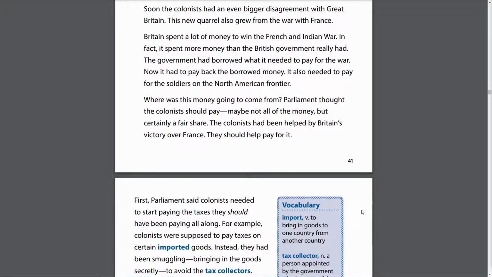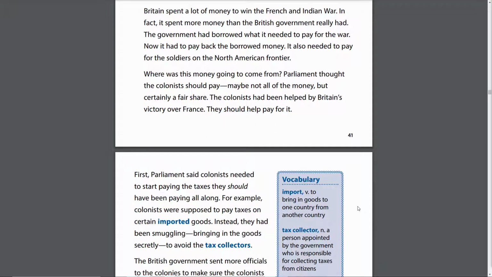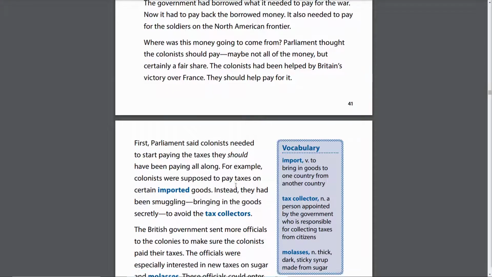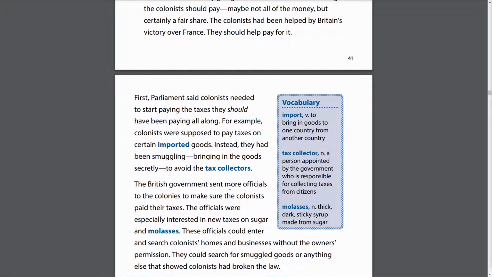First, Parliament said colonists needed to start paying the taxes they should have been paying all along. For example, colonists were supposed to pay taxes on certain imported goods. And we've talked about importing, but let's read this definition: to bring goods to one country from another country. So goods that were coming from Great Britain, or goods being shipped from the colonies to Britain, they should have been paying taxes on. Instead, they had been smuggling, bringing in the goods secretly to avoid the tax collectors.